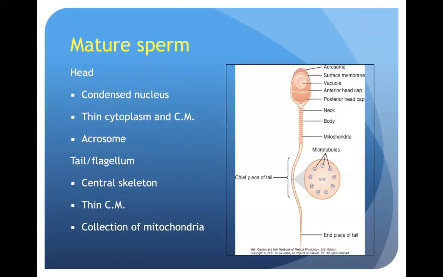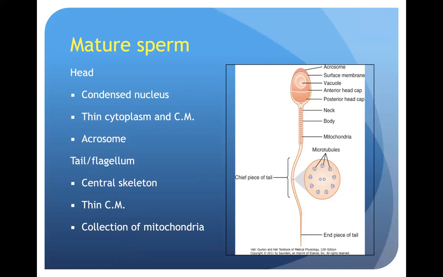Okay, so how does a mature sperm look like? A mature sperm is composed of your head and tail. If you look at the head, it has a condensed nucleus and a very thin cytoplasm and cell membrane. So manipis lang siya, no? So it is prone to destruction actually. But however, in the presence of your acrosome, para siyang helmet, it somehow makes the head stronger kasi nga thin yung cytoplasm and cell membrane ng head of the sperm.